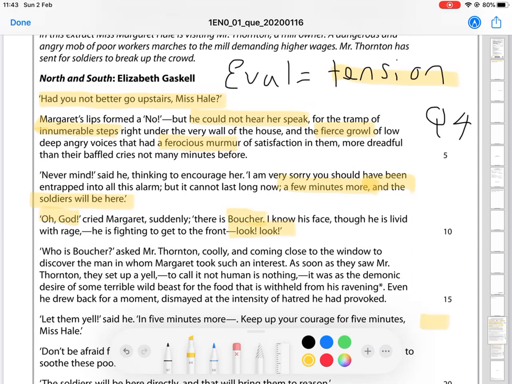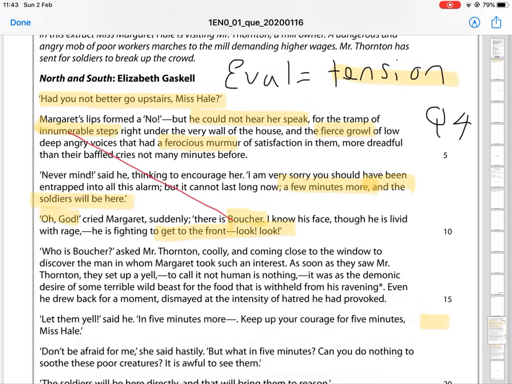Here's another bit of tension. She knows Boucher. So again, why is Boucher so keen to get to the front? That creates tension. What are his intentions? So the fact that the writers mentioned this other character and focused in on Boucher, when, let's remember, we had innumerable steps earlier. Will it let me draw a line between these two? I think possibly. We had innumerable steps. So there was a lot of people, but now we're focusing on one person. Why is he worth focusing in on?